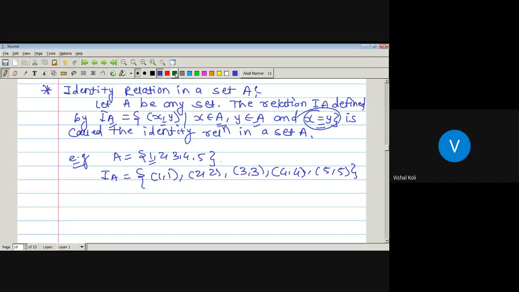Now next definition, which is the universal relation in a set A.